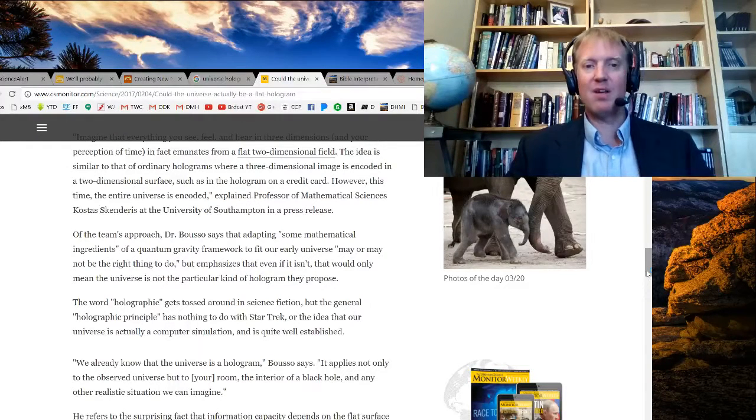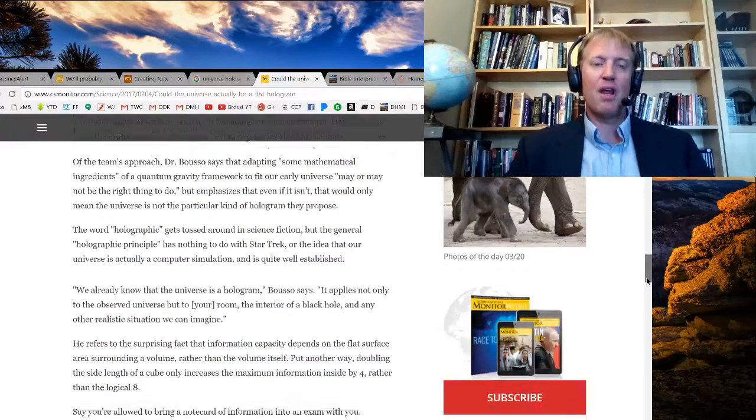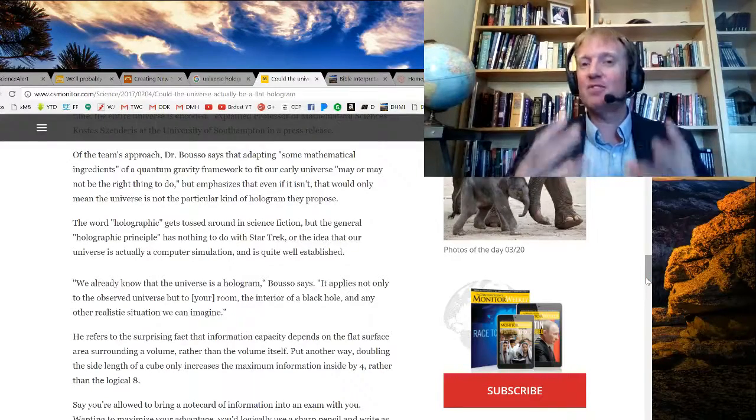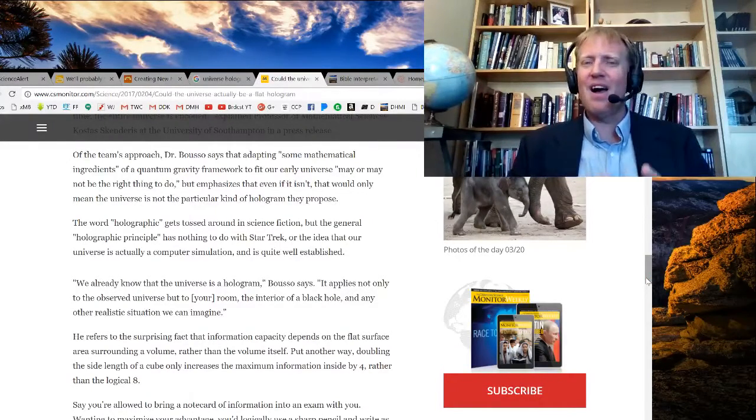The word holographic gets tossed around in science fiction, but the general holographic principle has nothing to do with Star Trek or the idea that our universe is actually a computer simulation and is quite well established. Now, there are people that actually think this basically is a type of simulation. Again, which is very fascinating, because if it's a simulation, who is the simulator, right? Well, presumably that would be God.